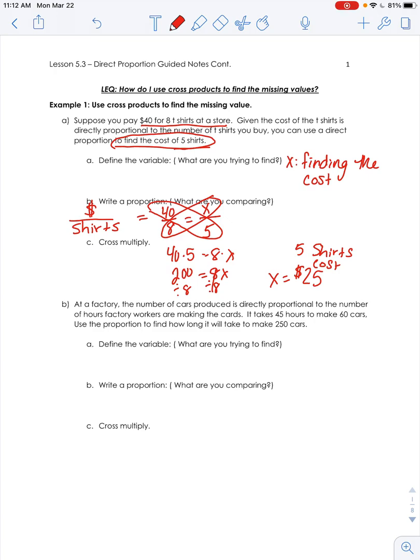So let's take a look at B. At a factory, the number of cars produced is directly proportional to the number of factory workers that are making the cars. It takes 45 hours to make 60 cars. Use the proportion to find out how long it will take to make 250 cars. So define the variable. I'm going to use x. What am I trying to find? How long it will take, so the amount of hours.